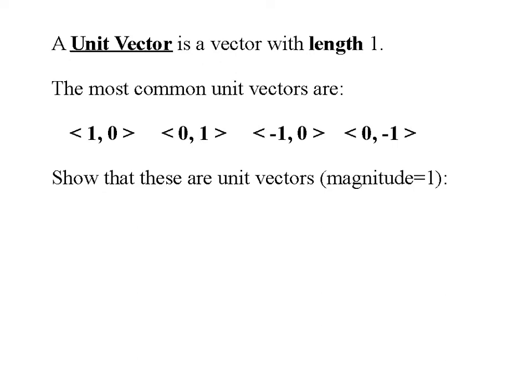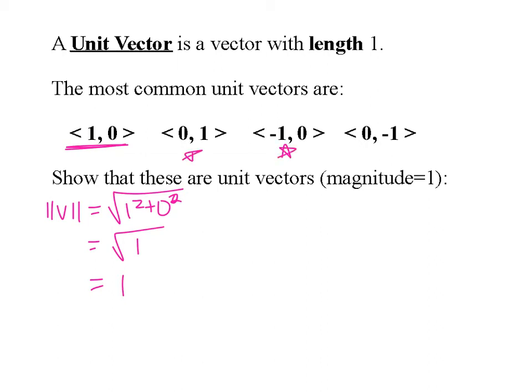So just as a quick example, the magnitude of this first vector here is going to be the square root of 1 squared plus 0 squared, which just gives us the square root of 1, which is just 1. And you should be able to see, even without doing that algebra, that the magnitude of each of those would also be 1.